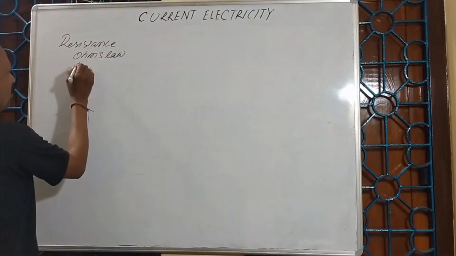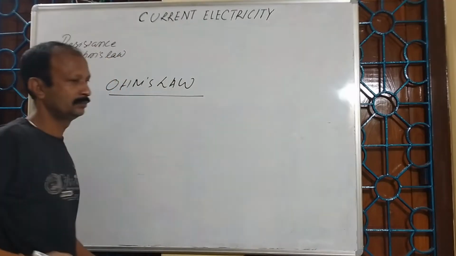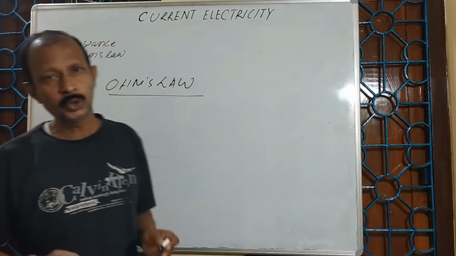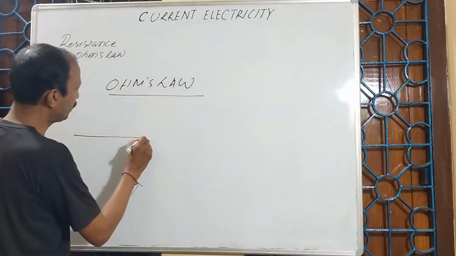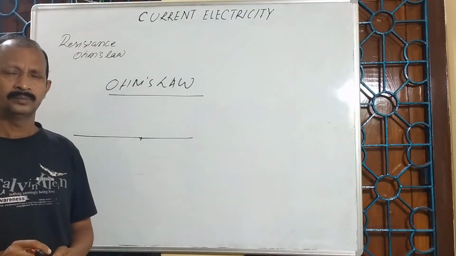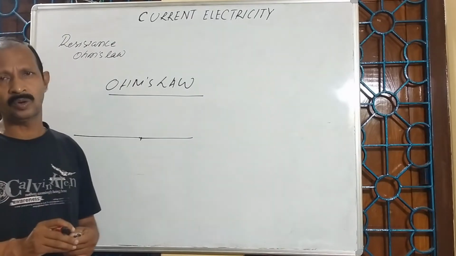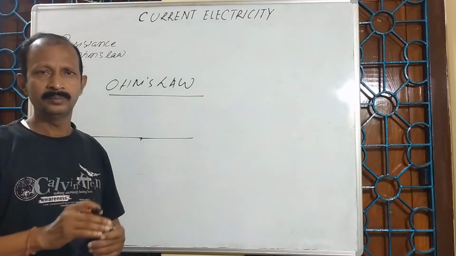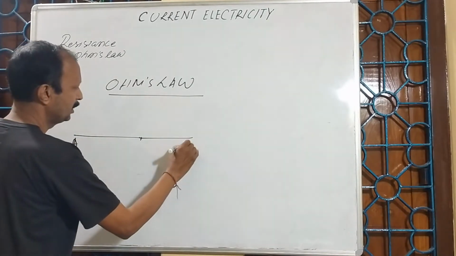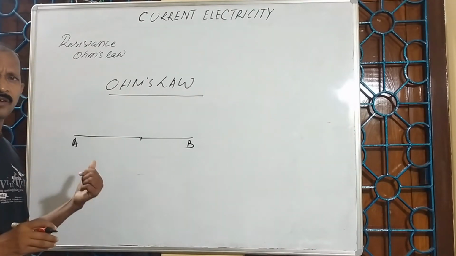See here, I am going to explain Ohm's law. Children, if two conductors are in contact, either directly in contact or connected by a suitable conductor, there will be flow of electrons from higher potential to lower potential. For example, this is the higher potential end, this is the lower potential end. Higher potential end means there is deficit of electrons.